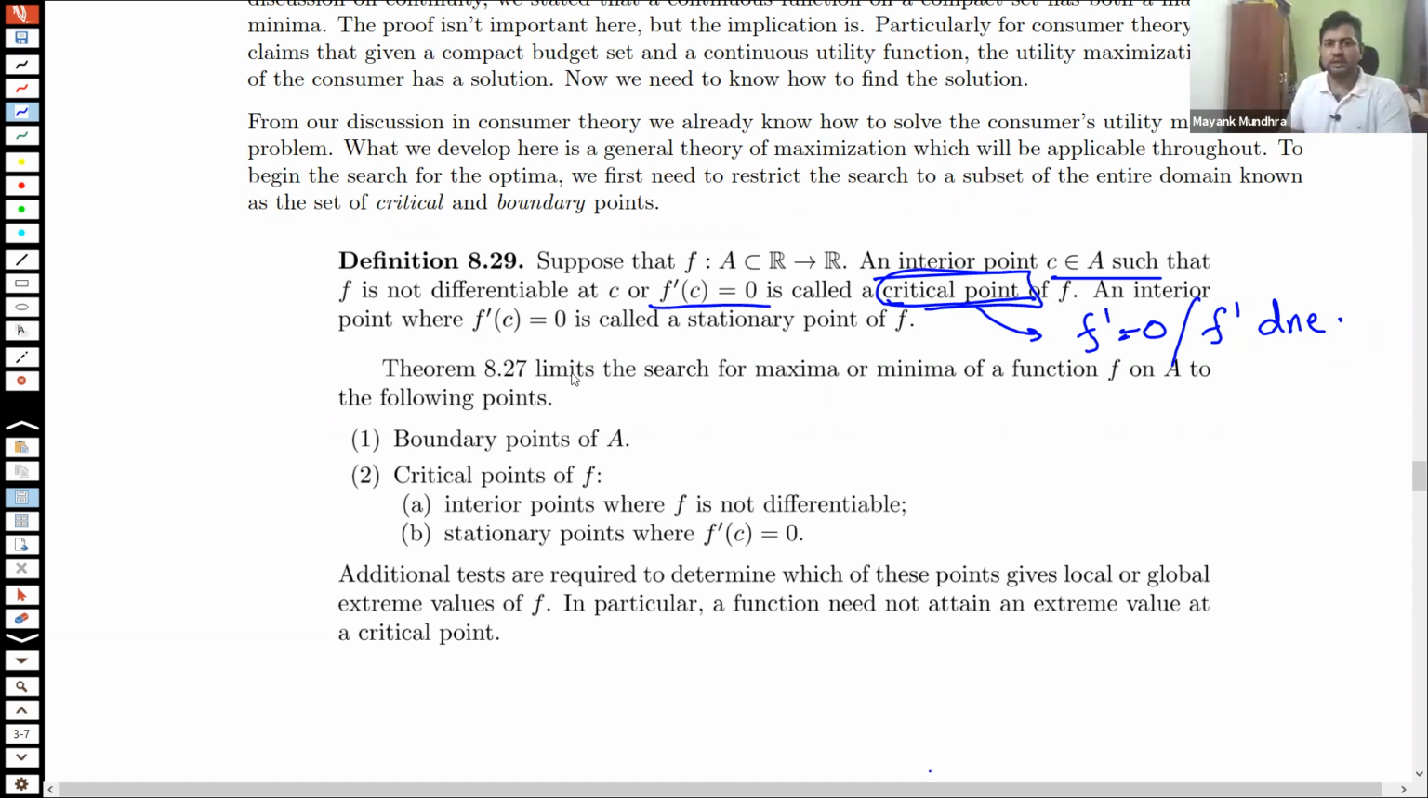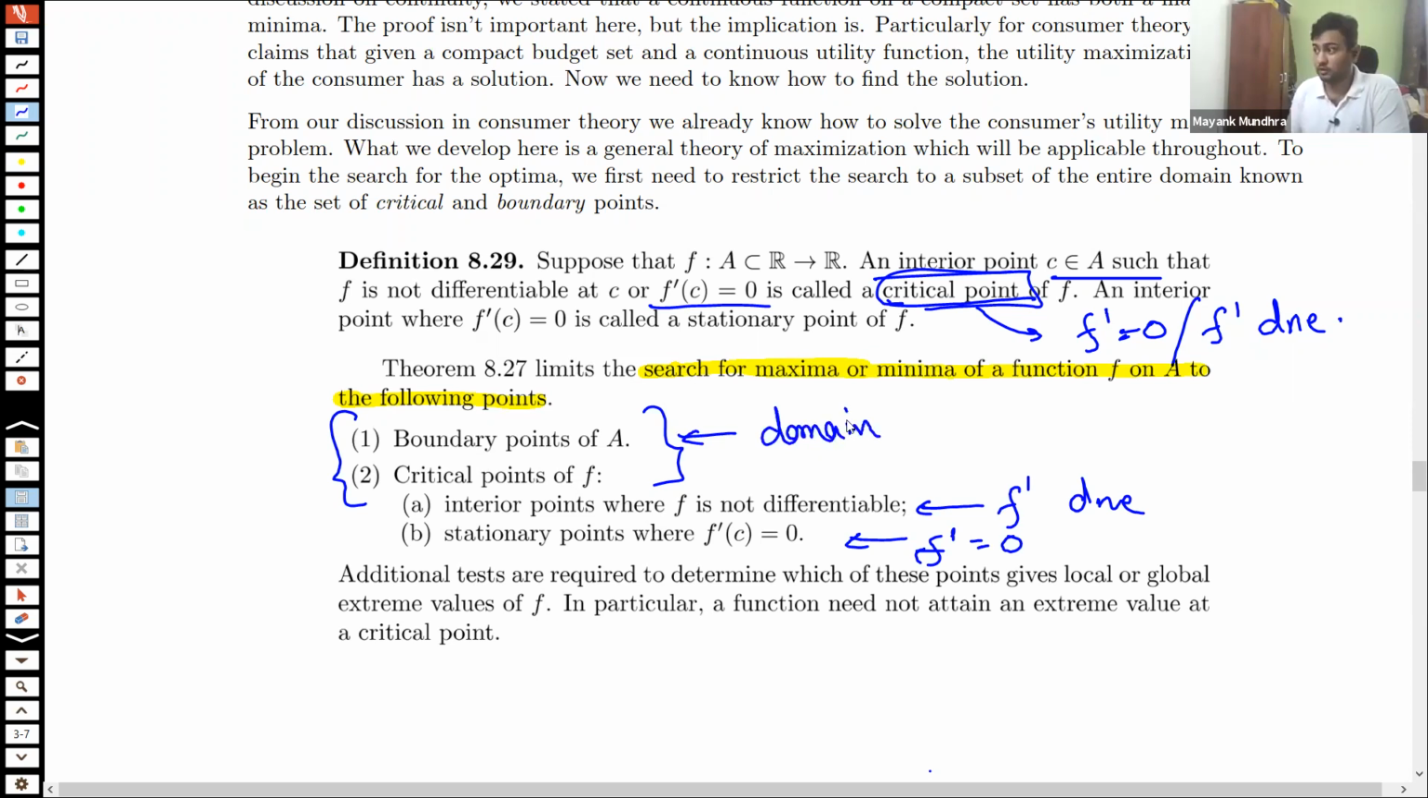So this theorem, basically there's a theorem which says that the maxima or minima of a function on A are going to be restricted to the following points: the boundary points and the critical points. And critical points by themselves are points where f prime does not exist and points where f prime is 0. Okay. Boundary points, I know what boundary points are. These come from the domain of the function. They are dependent on the domain of the function.